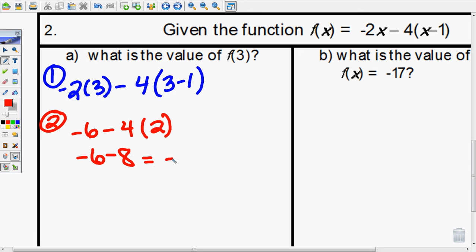So f of 3 equals negative 14. Where is that coming from? If you owe me $6, and then you're like, hey, let me borrow another 8, how much do you owe me? 14. Or think about a bank account. If you have -$6 in your bank account, and then another transaction goes through for $8, you now have -$14.